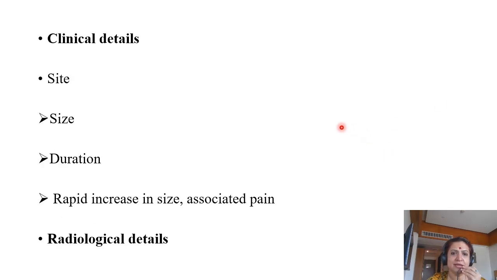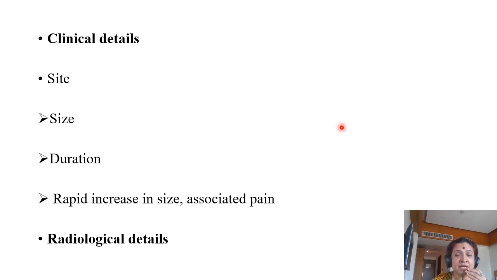So what are the clinical details? The site matters, the size of the lesion matters, what is the duration? Is there any rapid increase in size? Is there any associated pain? Because if it is associated with pain, there is a chance of nerve involvement which will point towards a malignant entity. Radiological details are important, and you should get as much information as possible.